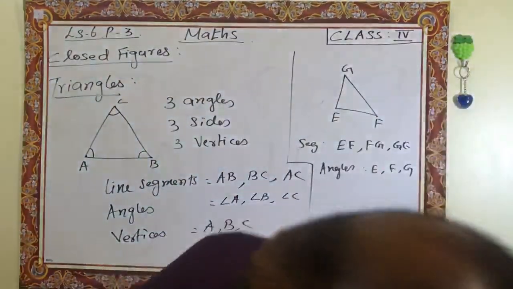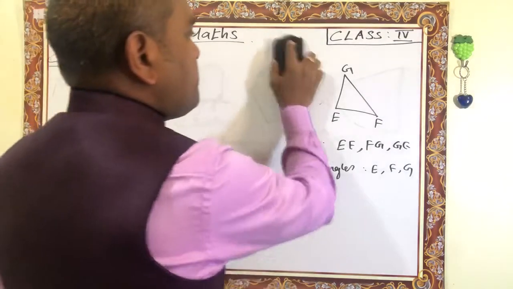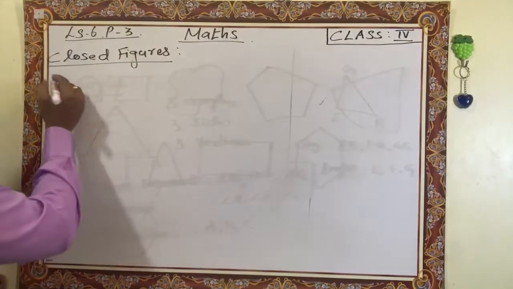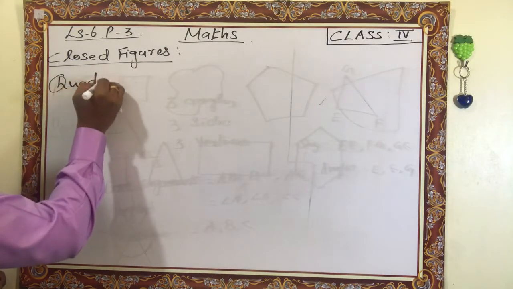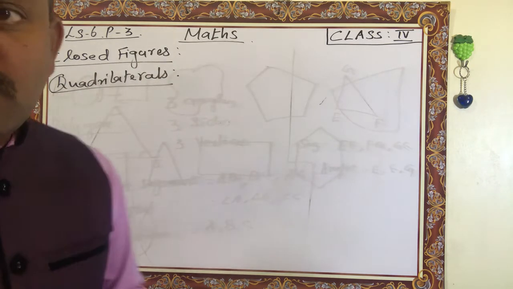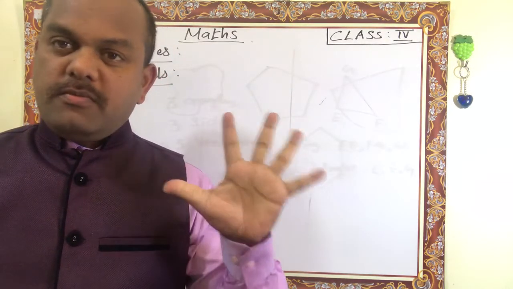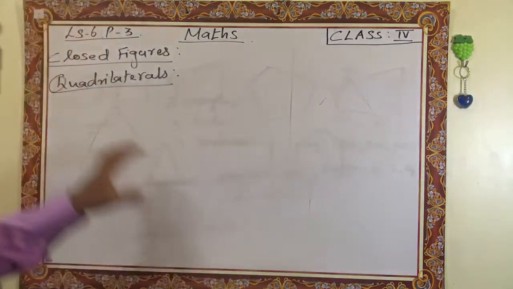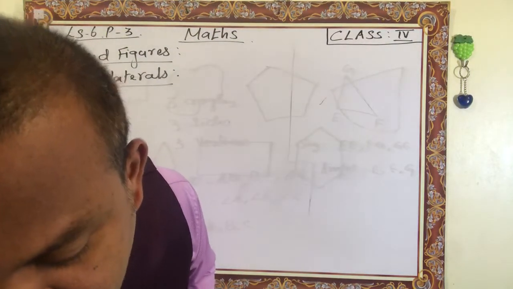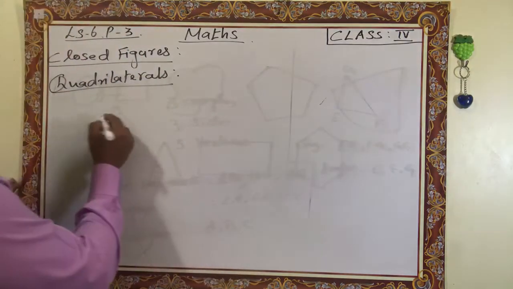Next one, quadrilaterals. Quad means 4. Tri means 3. Quad means 4. Penta means 5. Hexa means 6. So quadrilaterals means a closed figure with 4 sides, with 4 line segments.